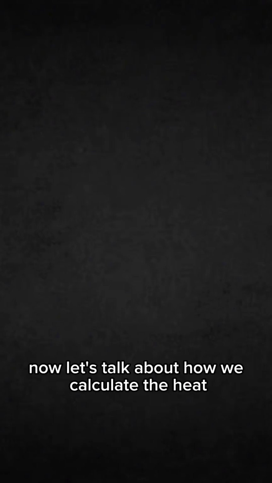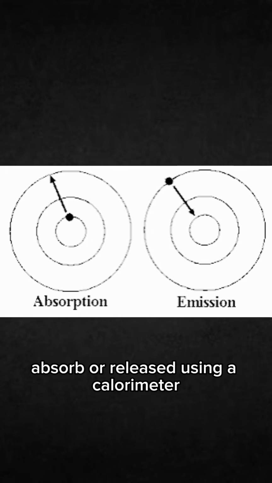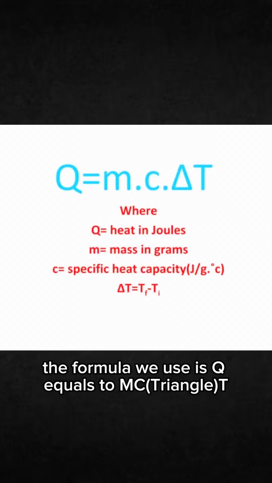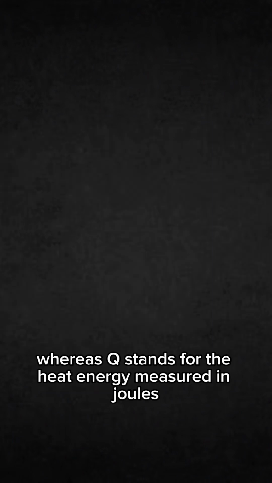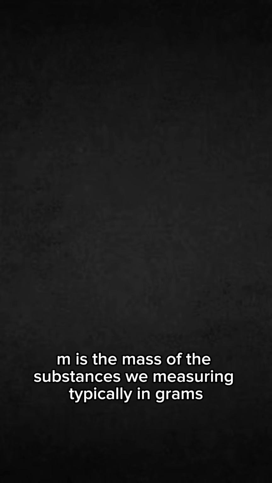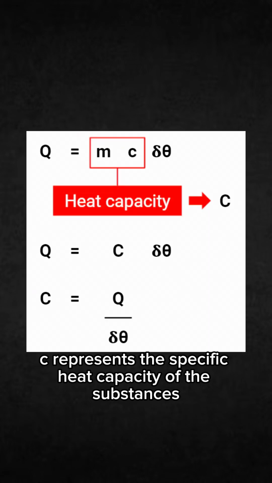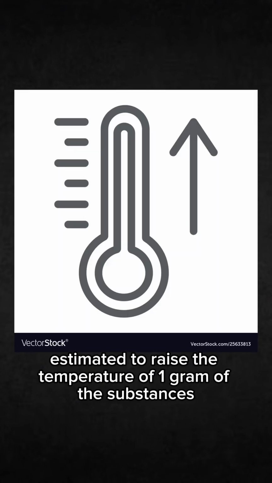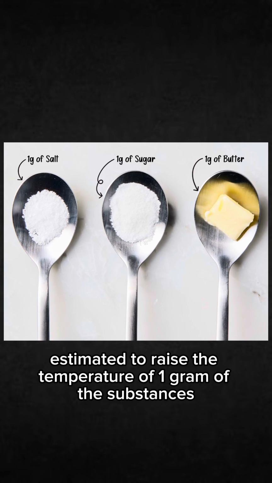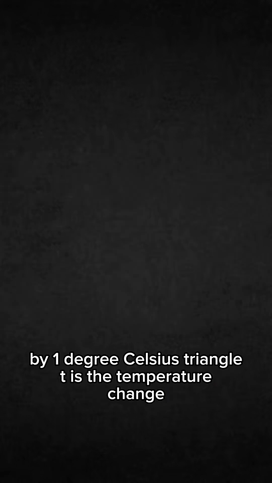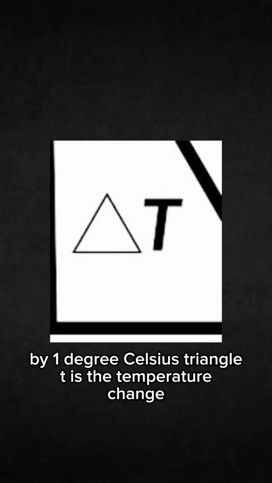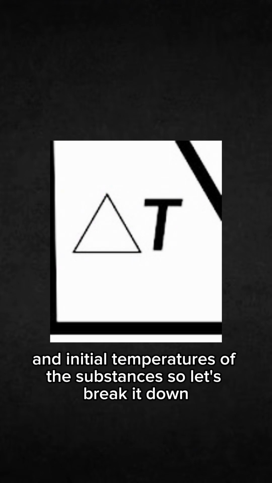Now let's talk about how we calculate the heat absorbed or released using a calorimeter. The formula we use is Q = mcΔT, where Q stands for the heat energy measured in joules, m is the mass of the substance we're measuring, typically in grams. c represents the specific heat capacity of the substance, which is a constant value. It tells us how much heat is needed to raise the temperature of 1 gram of the substance by 1 degree Celsius. ΔT is the temperature change, or the difference between the final and initial temperatures of the substance.